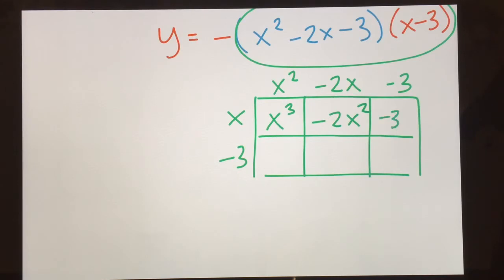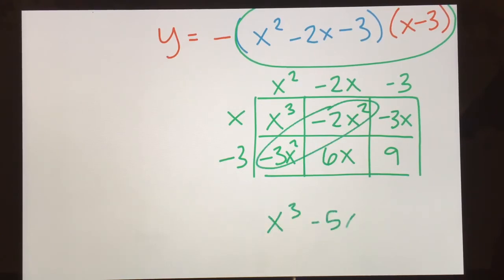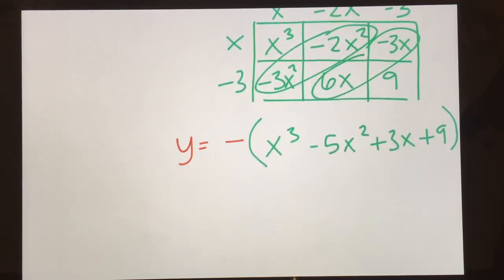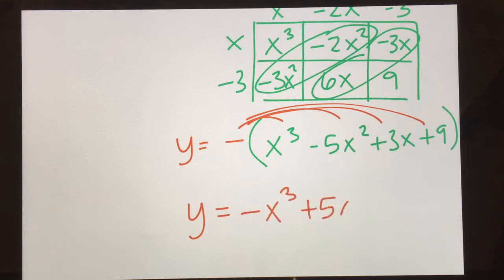Negative 3 times x is negative 3x. X squared times negative 3 would be negative 3x squared. Negative 2x times negative 3 is 6x. Negative 3 times negative 3 is 9. So I have x to the 3rd minus 5x squared plus 3x plus 9. And then I'm going to drop down everything else that I had. So now I just have to fix with that negative and distribute the negative through to everything. And my final answer would be y equals negative x to the 3rd plus 5x squared minus 3x minus 9.